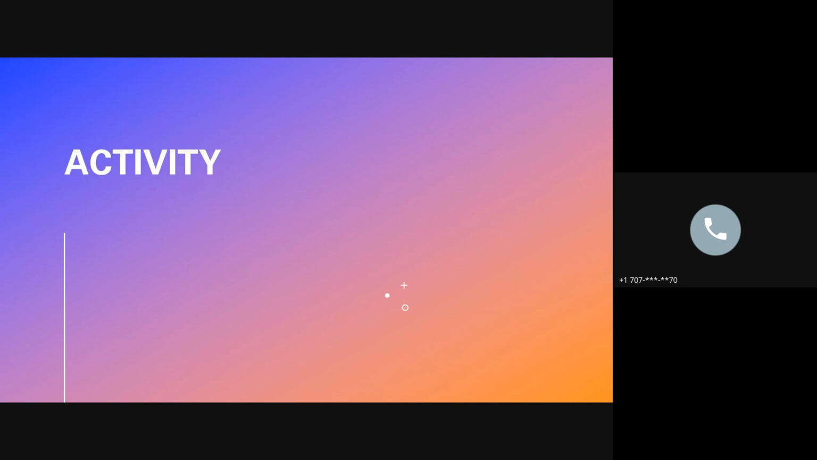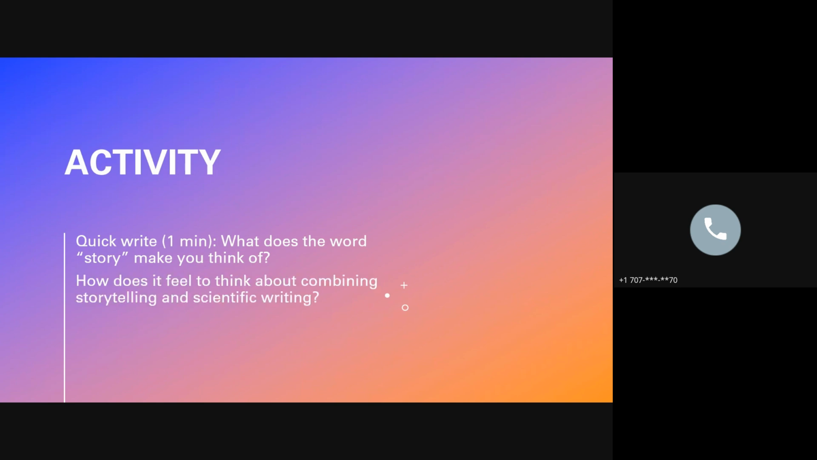So let's start out with one of those. Just write for 1 minute. What does the word story make you think of? Or how does it feel to think about combining storytelling and scientific writing? You can type straight into the chat if you want, or type in a separate document.